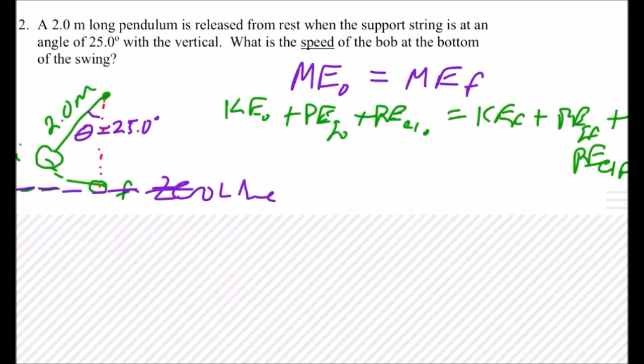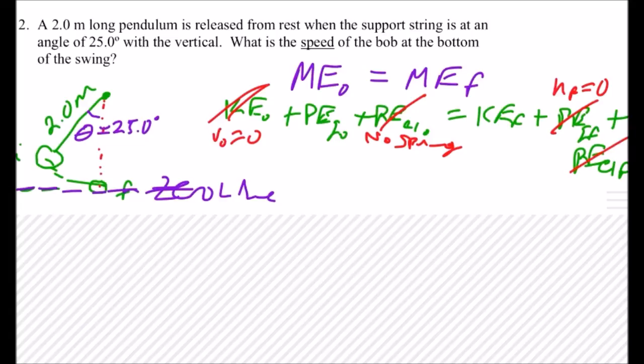Now let's cross out what's not there. We have no kinetic energy at the beginning because the initial velocity is 0. We do have gravitational potential energy because it's above the 0 line. We do not have elastic potential energy because it was not released from a spring. We have no gravitational potential energy at the end because it's on the 0 line. So there's the 0 height above the 0 line, and we have no elastic potential energy at the end because, again, it did not run into a spring or a rubber band.